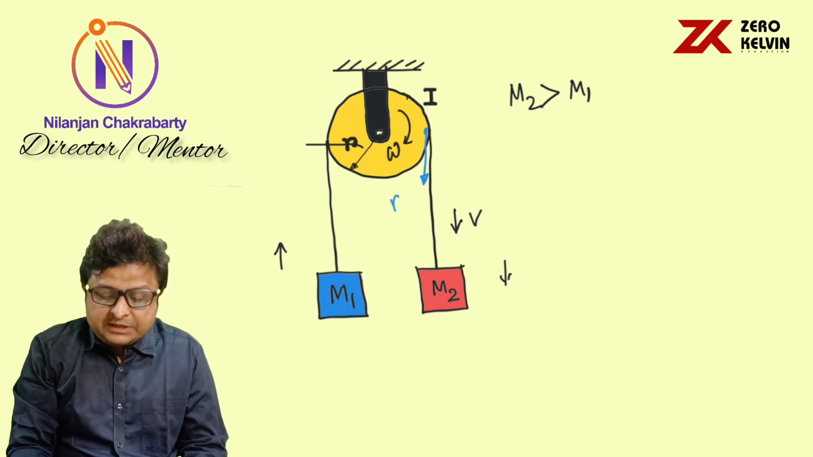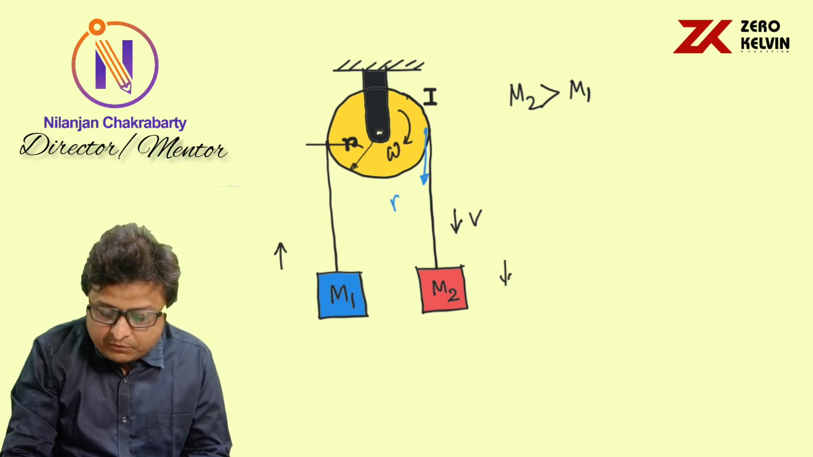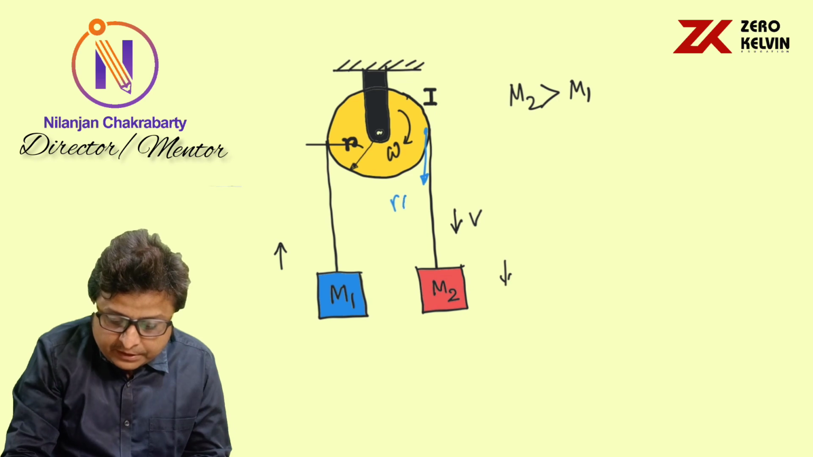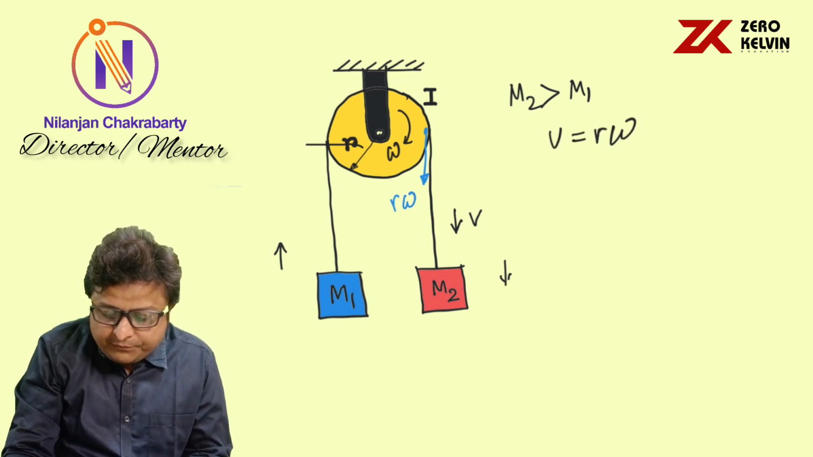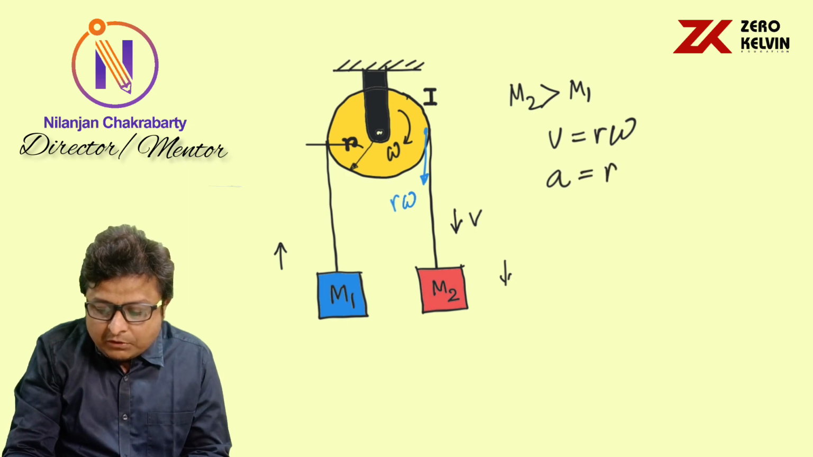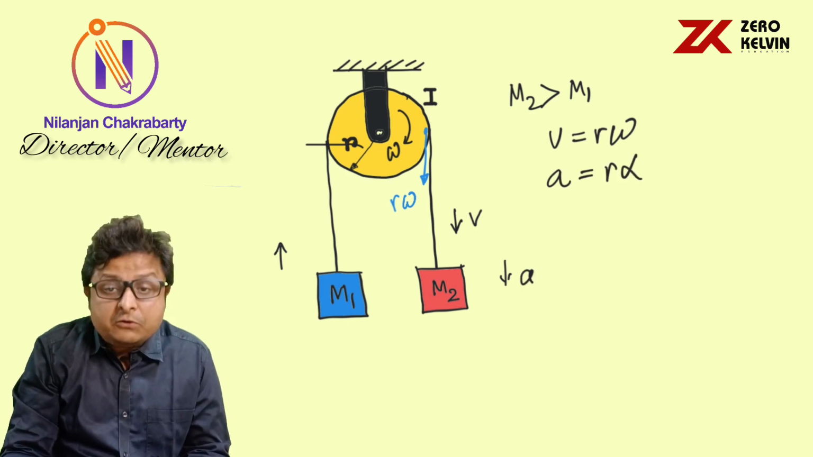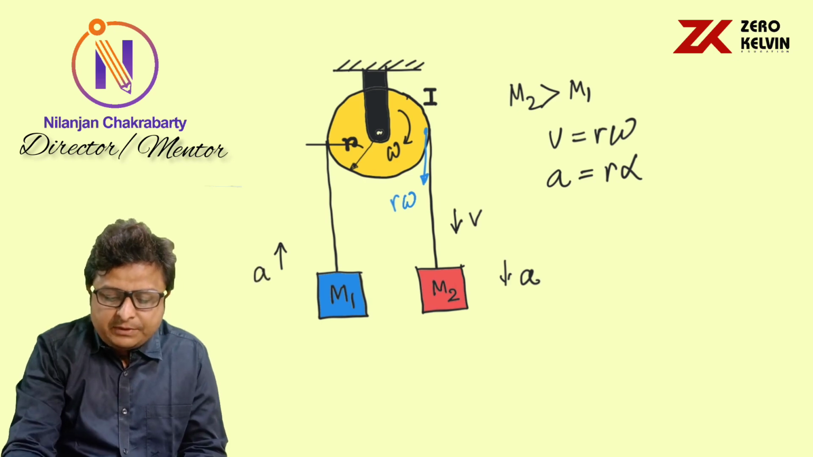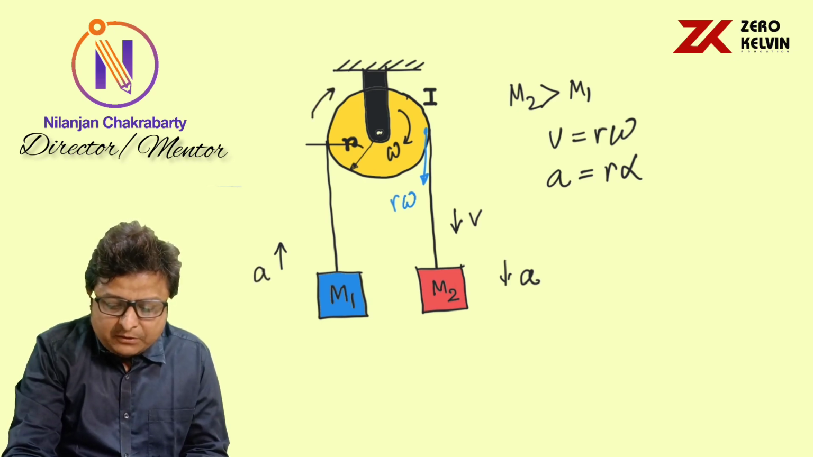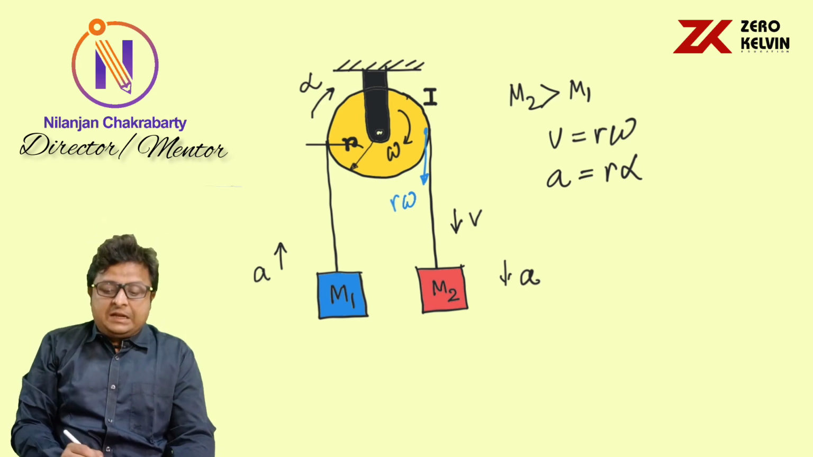So as there is no slipping, we can write r omega equal to v, or v equal to r omega. So therefore, if you differentiate, you get a equal to r alpha, where a is the downward acceleration of M2 and the same upward acceleration of M1, and alpha is the angular acceleration of the pulley.